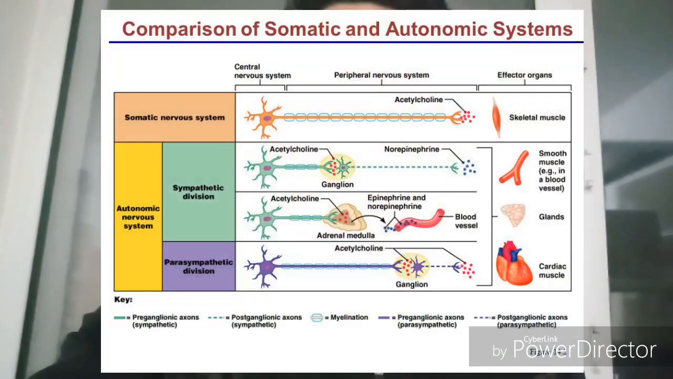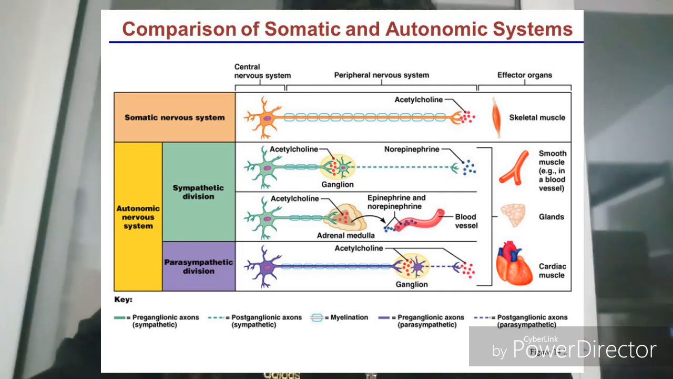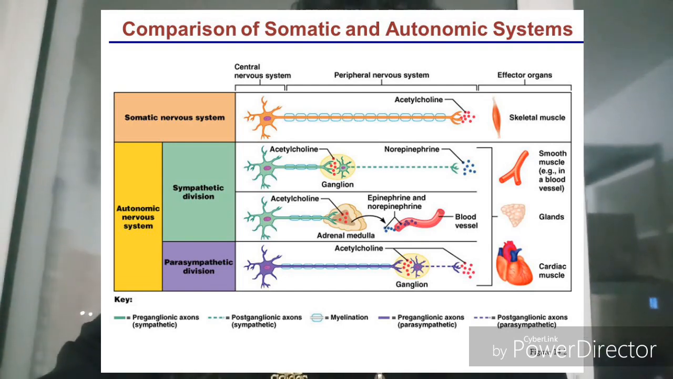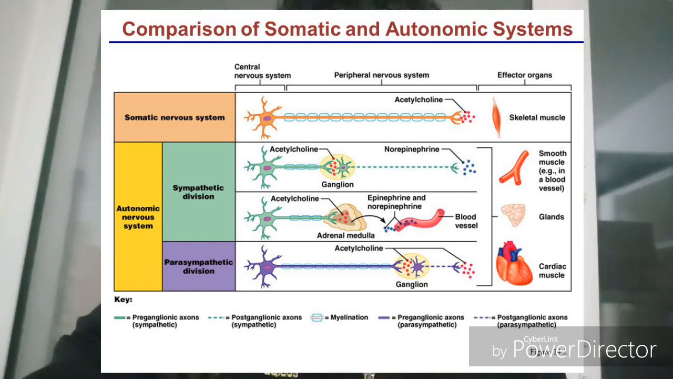The neurons of the somatic nervous system are basically going to the skeleton system, while the autonomic nervous system is further divided into two parts, that is sympathetic nervous system and parasympathetic nervous system.